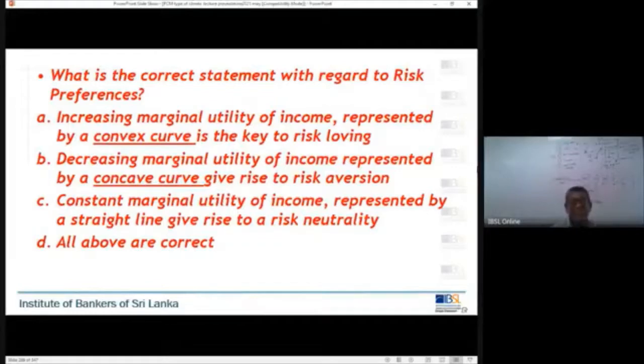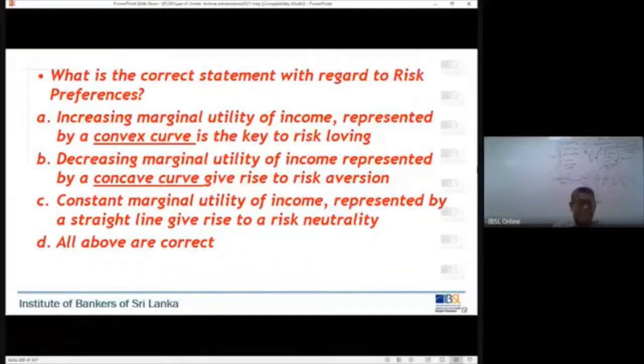What is the correct statement with regard to risk preferences? Increasing marginal utility of income represented by a convex curve is the key to risk loving. Decreasing marginal utility of income represented by a concave curve gives rise to risk aversion. Constant marginal utility of income represented by a straight line gives rise to risk neutrality. All above are correct.